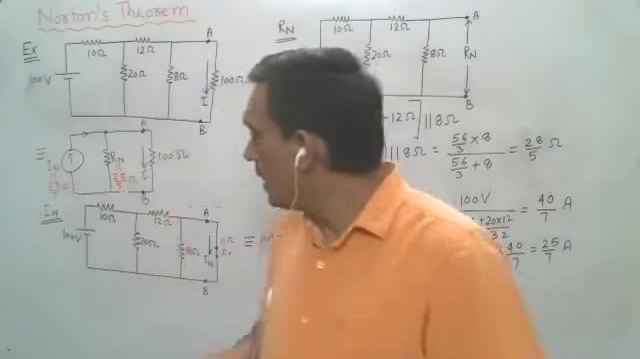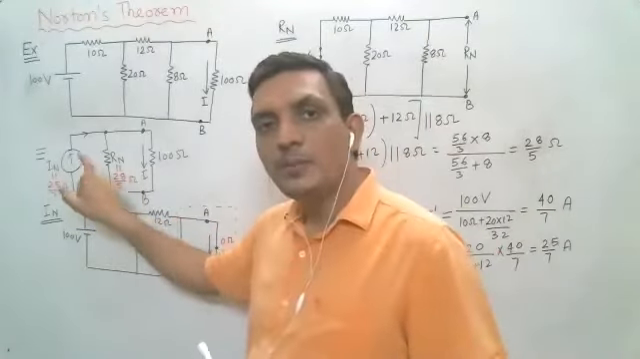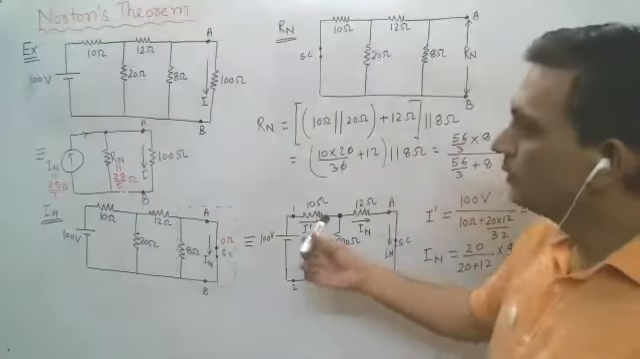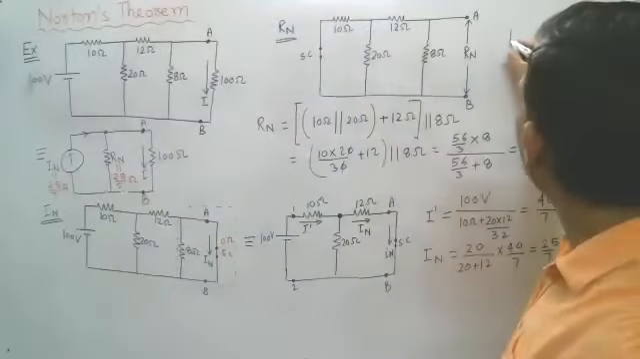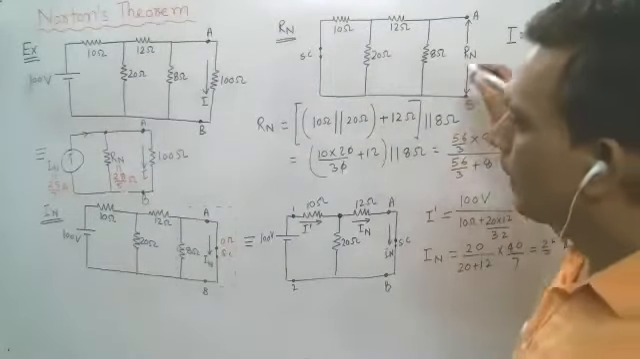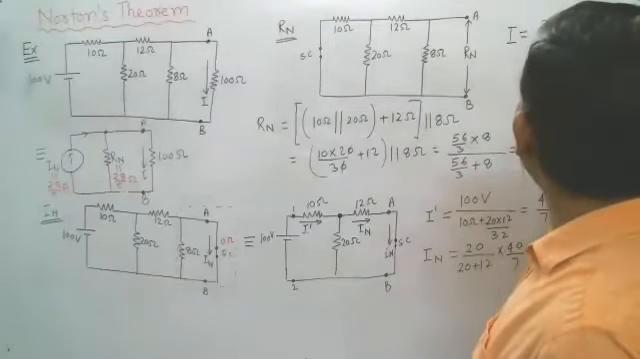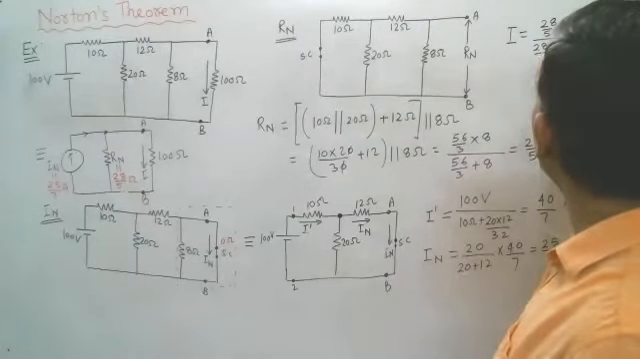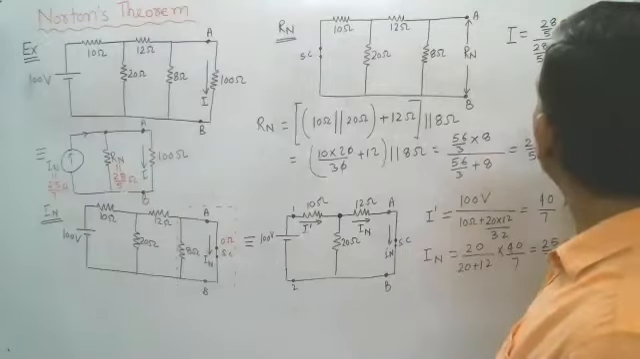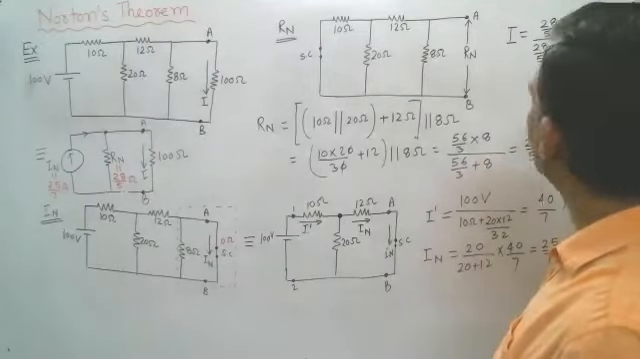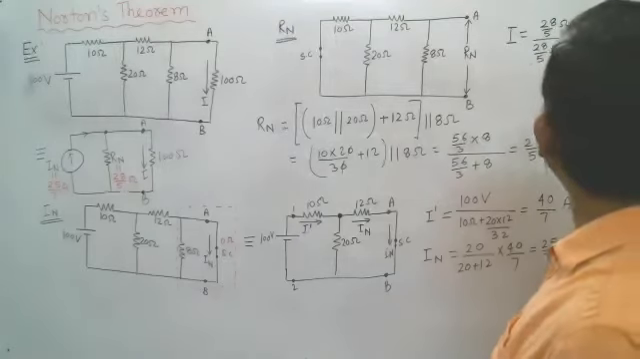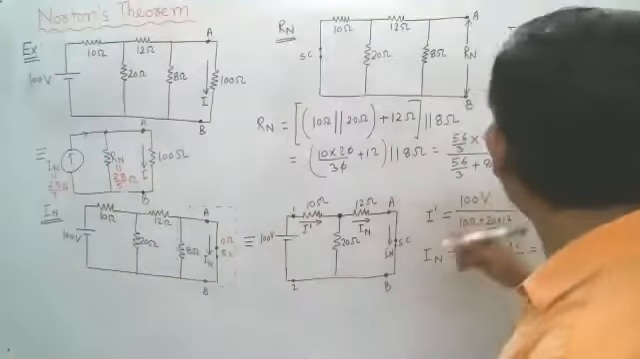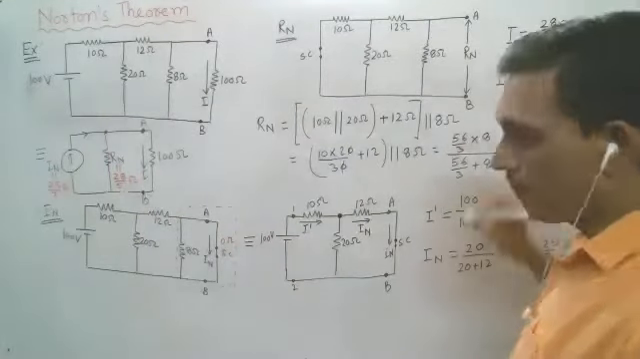And if you know IN and Rn, now in this circuit, you have to find IN and Rn, then you can easily find current I. So what will be current I? Now current I will be 28 by 5 ohms by 28 by 5 ohms plus 100 ohms into 25 by 7 ampere. That is Rn by Rn plus RL into IN. Current division rule. Calculate this value.